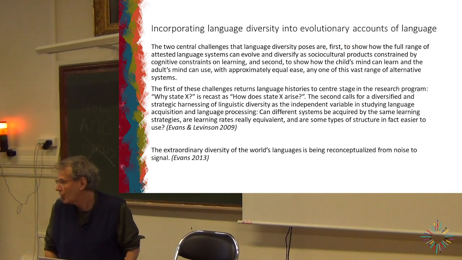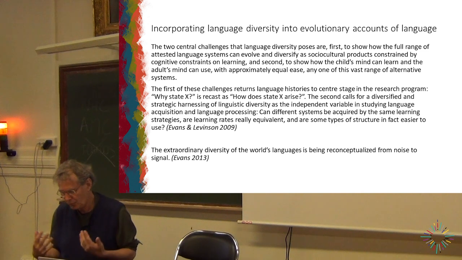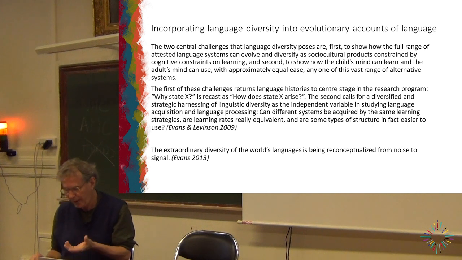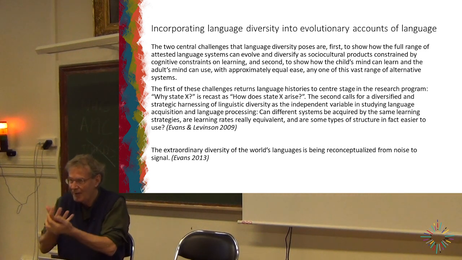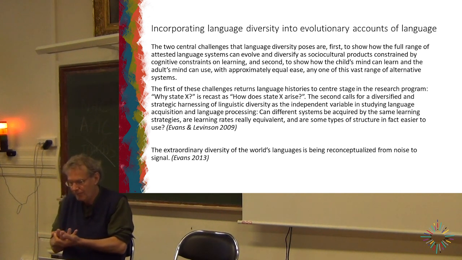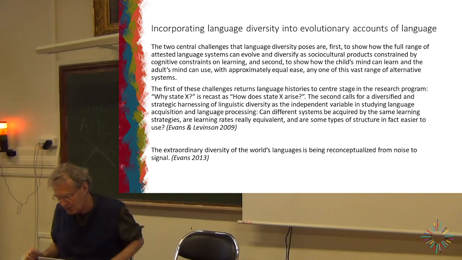So we want to argue for a view that incorporates language diversity into evolutionary accounts of language. And we've got two central challenges, actually. One is to show how, if we want to be really ambitious, every linguistic phenomenon, however diverse and unusual it is, we need to be able to show how it evolved. Which is a much bigger job than just picking out a couple of things that we're used to doing in grammaticalization theory. And show how they diversify.